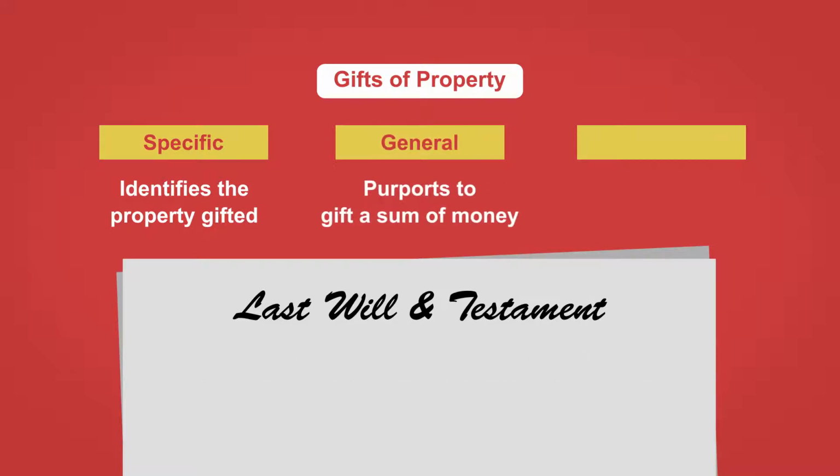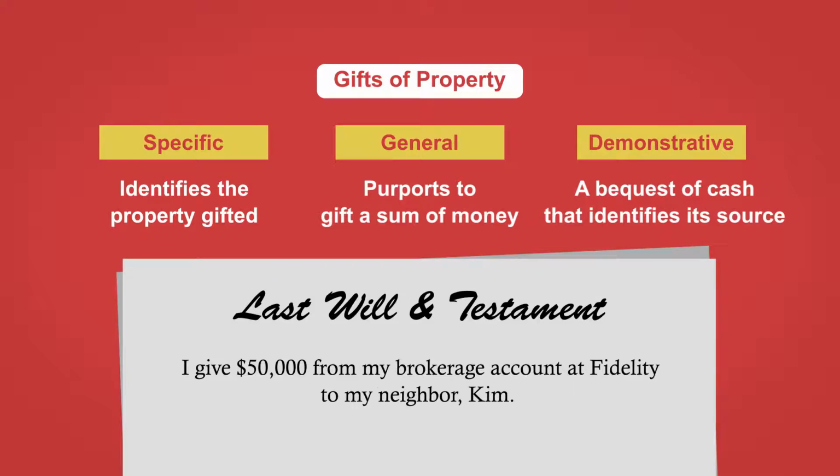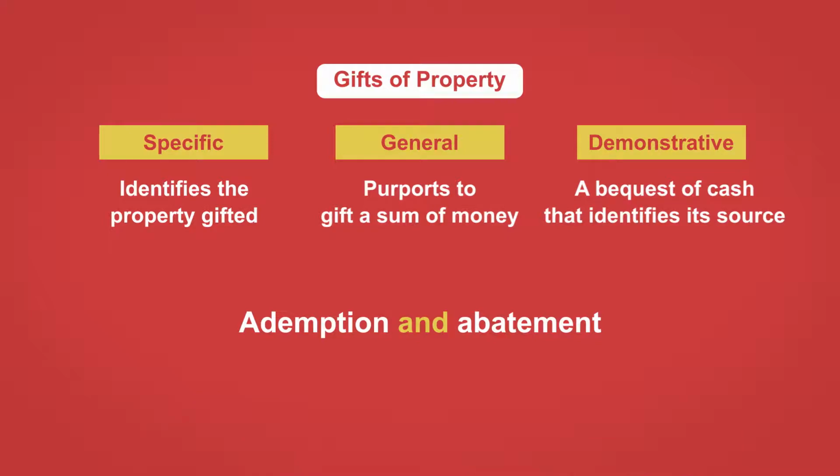General, which purports to gift a sum of money. For example, "I give $25,000 to my son Joe." And demonstrative, which is a bequest of cash that identifies its source. For example, "I give $50,000 from my brokerage account at Fidelity to my neighbor Kim." In another presentation covering ademption and abatement, we'll examine the legal significance of these distinctions.